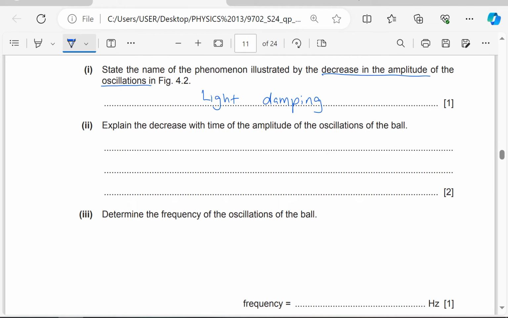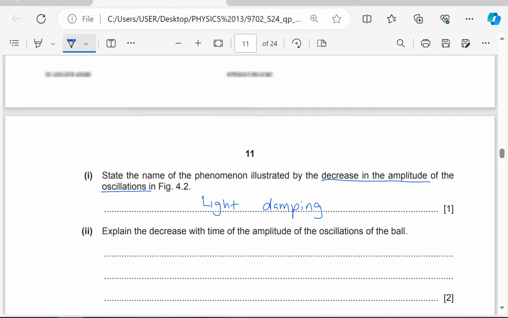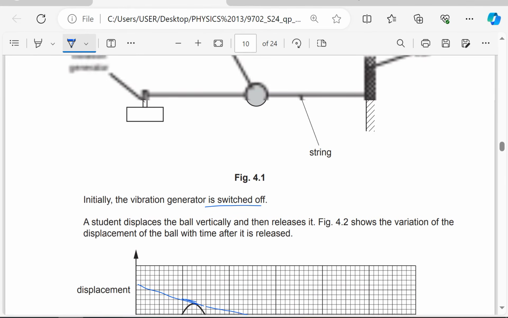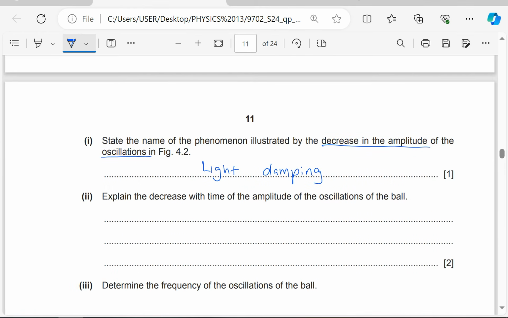Explain the decrease with time of the amplitude of the oscillations of the ball. So why is there a decrease? Of course, it is losing energy. And why is it losing energy? It could be due to dissipative forces that we expect, such as air resistance. So I would say the oscillations of the ball lose energy.